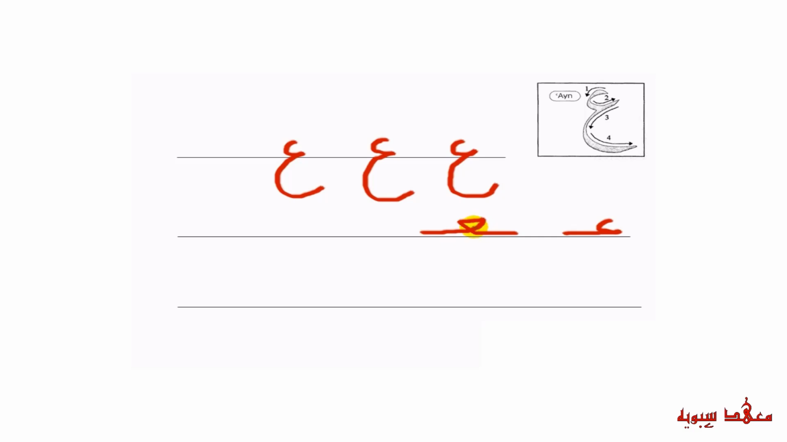Now in the final form, it's similar to this. We have the previous letter, and then to finish it off, we go up, across, and then it's going to be similar to the last part. So it's going to be down like this. So let's draw the three ains one after the other.